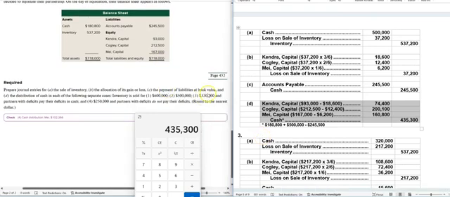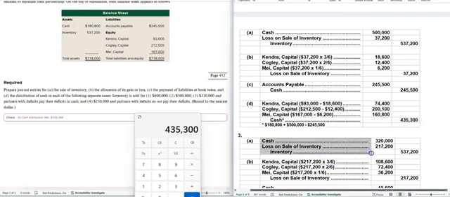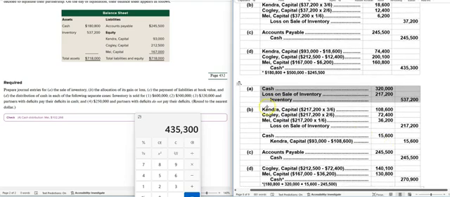Finally, what if the inventory is sold for $320 in cash? Debit cash for $320, credit inventory for $537.2, record a loss of $217.2. Got to allocate that loss. Decrease in the owners' capital accounts based off of their income sharing agreement.